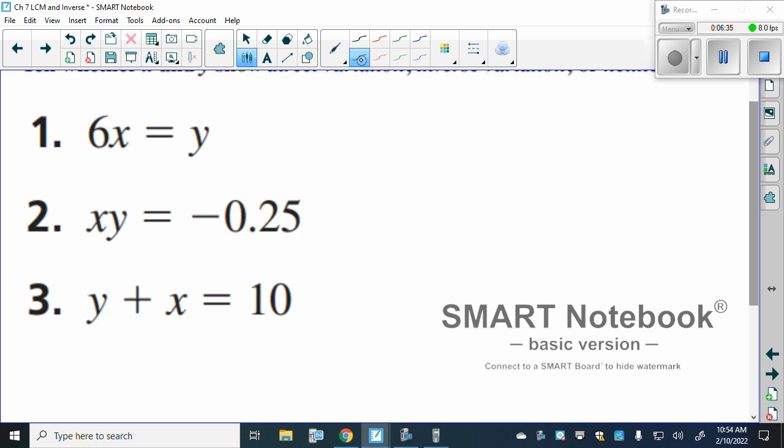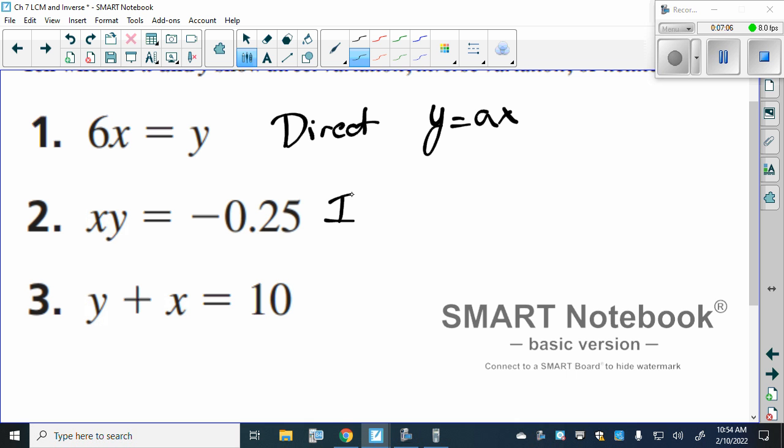So if we look at number 1 here, 6x equals y would be what? Direct, inverse, or neither? Direct. Because it's coming in the form of y is equal to a times x. And since x and y are on opposite sides of the equation and both in the numerator, we're talking about direct variation. How about number 2?